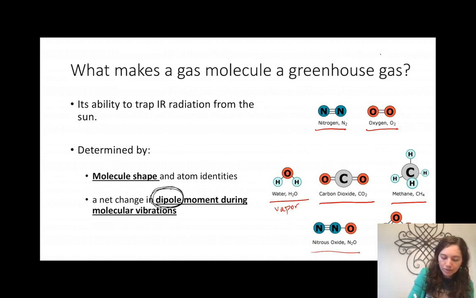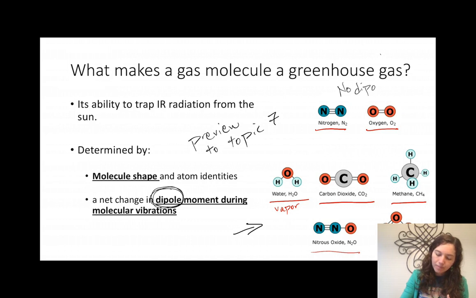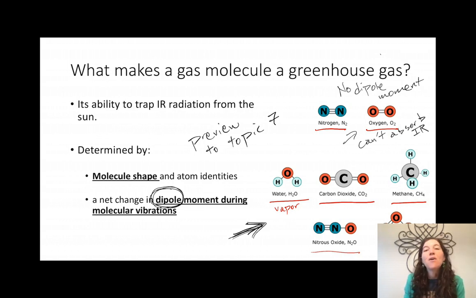So this is a preview to topic 7. In topic 7, we're going to be talking about dipole moments and how to find them, and how to understand why some of these molecules here have dipole moments and these don't. And why that causes these to be able to have a certain molecular frequency and these don't. These can't absorb IR. But these do. Okay, so that's it for topic 6.